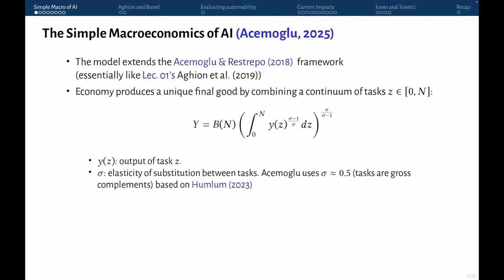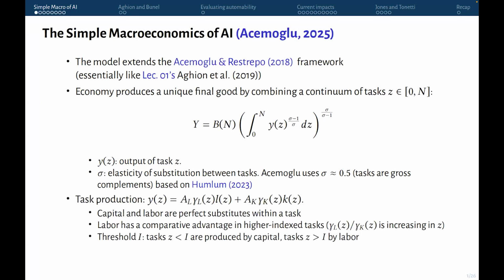So it extends Acemoglu and Restrepo's own framework from one of their earlier papers, but it's very similar to the model we saw yesterday from Aghion, Jones, and Jones, the AJJ task-based model. The economy is producing a unique final good by combining a continuum of tasks. The little y is the output of an individual task z, and then sigma, the elasticity of substitution, is going to be calibrated so that tasks are gross complements.